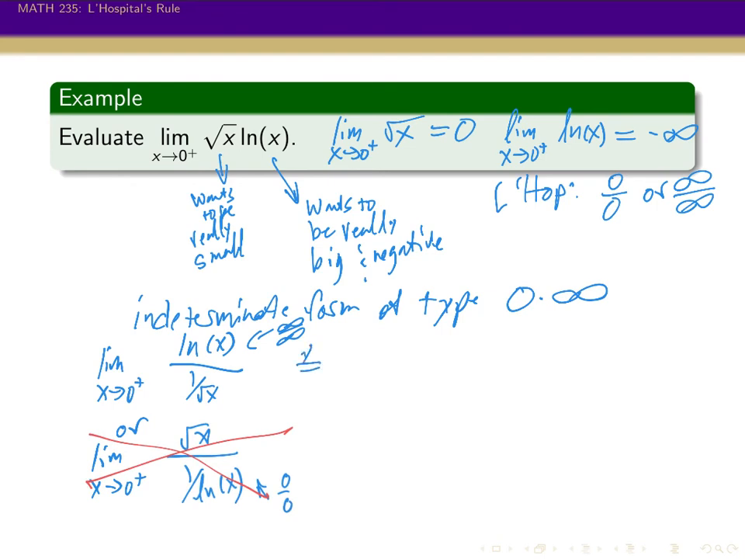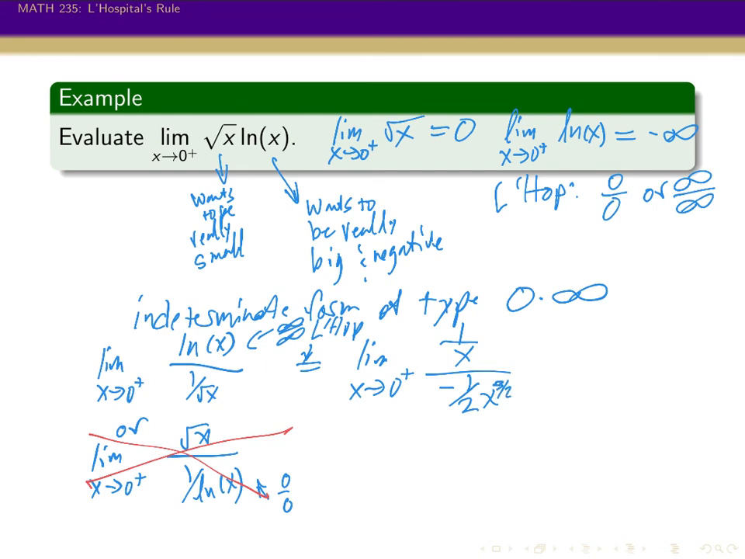And so now I can apply L'Hopital's rule. The derivative of the top, derivative of natural log, is 1 over x. Derivative of the bottom, so this is really x to the minus 1/2, and so I'm going to get a minus 1 over 2. And then the derivative of x gets 1 less power. Right now it's x to the 1/2 on the bottom, so it's going to turn into x to the 3/2 on the bottom.